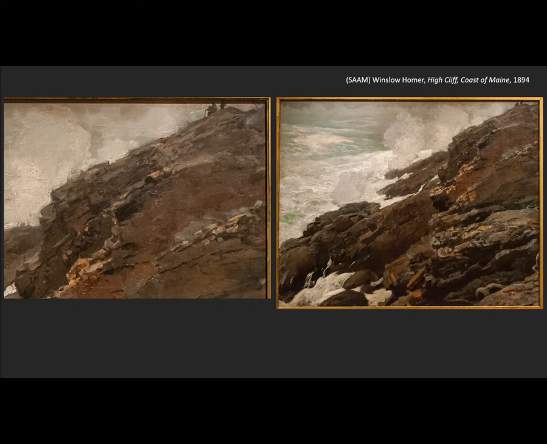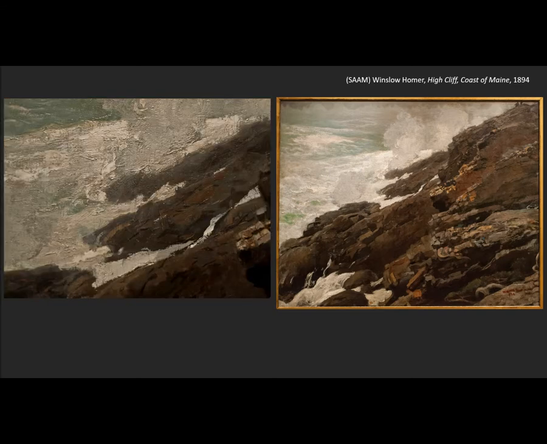Right? So Homer's really very much taken with the ocean, with the sea. And many of his best beloved pictures are images of life in and around the sea, sometimes idyllic and sometimes treacherous.